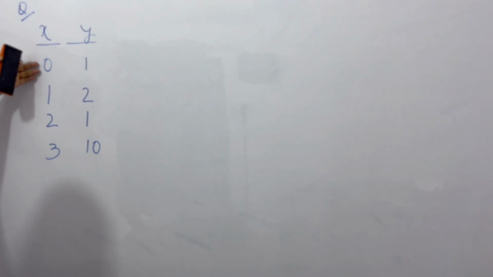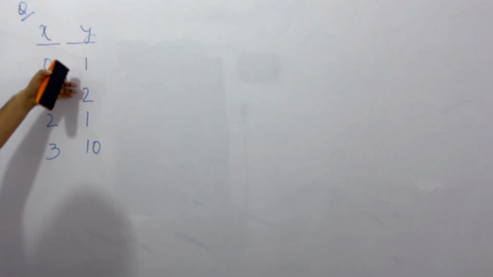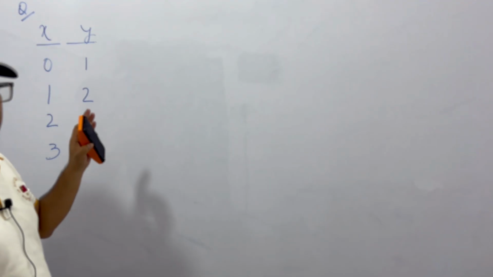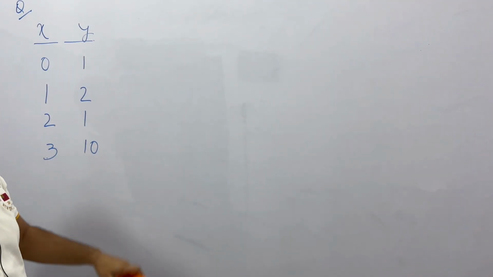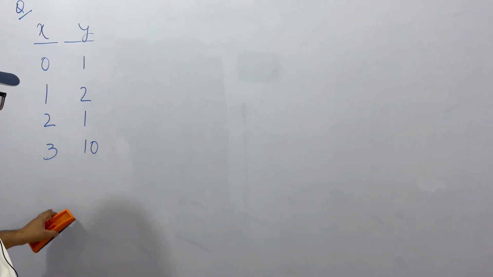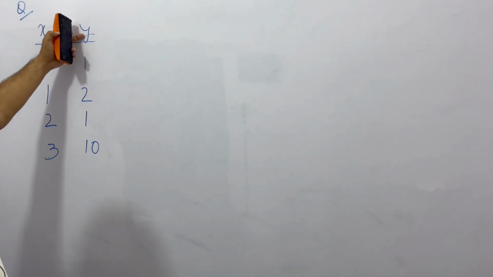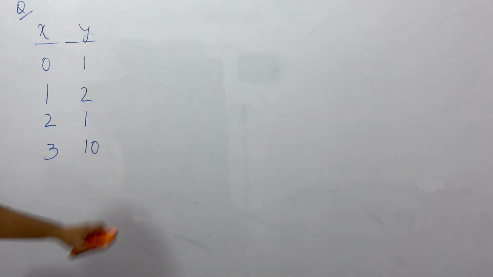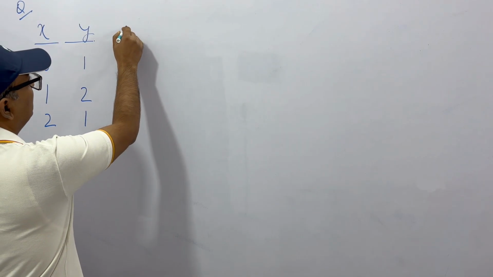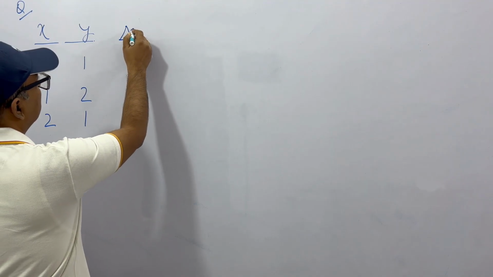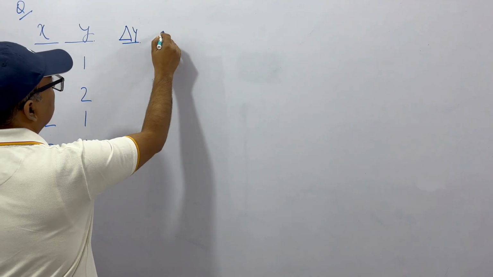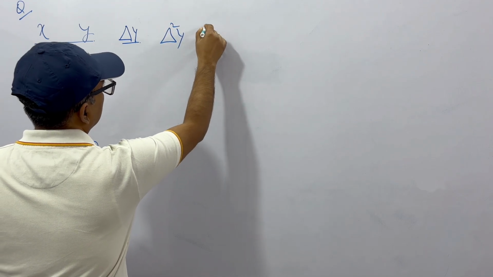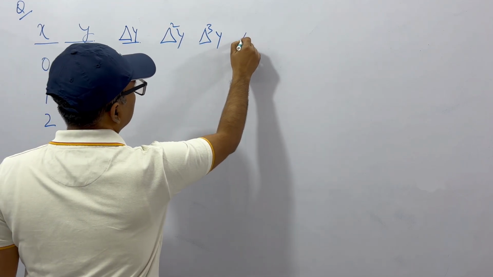We have x equal to 0, 1, 2, 3, y is equal to 1, 2, 1 and 10. We have to find the polynomial that actually defines the Newton's forward interpolation formula. And we have to find the value of y at x equal to 4. So what we'll have to do, first of all, we'll construct the difference table. Let's say this is the first, this is the second, third and fourth.